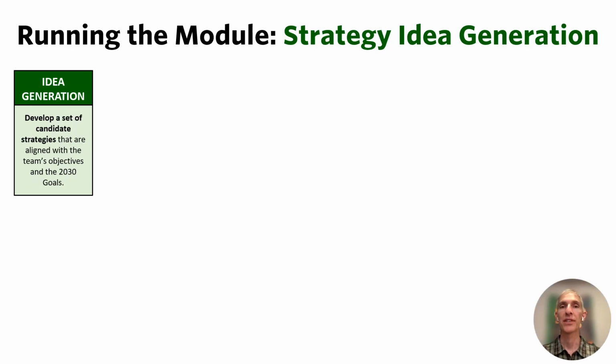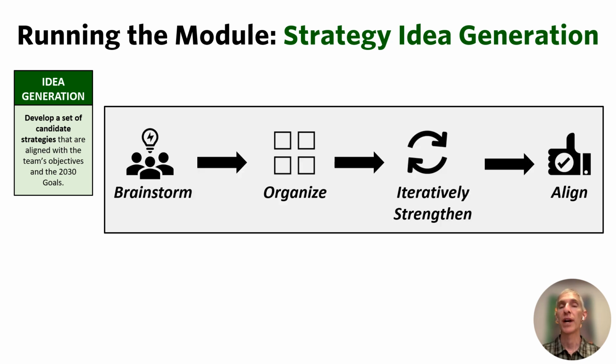The next process is strategy idea generation, and it's one that most teams do because it's the place where you expansively brainstorm possible strategies and hone in on a promising set to consider further and ultimately select from. The workflow for idea generation follows these general steps.